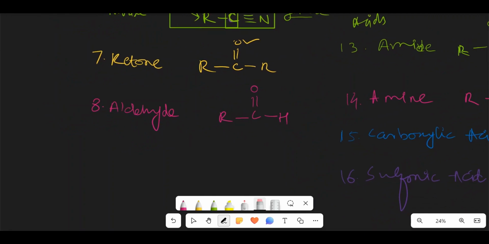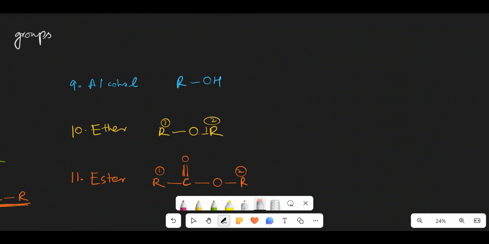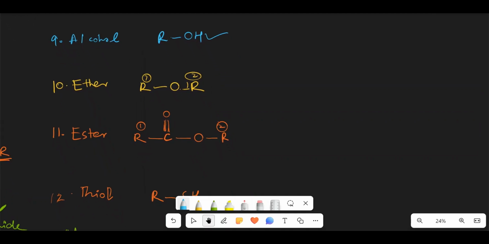Now we would be proceeding to the 9th one. I have drawn it already, but you could say that there is alcohol. Now we move forward to alcohol. Alcohol has a very simple formula. A hydroxyl group is attached with the R group.